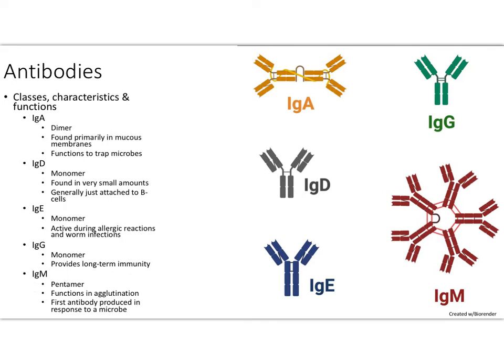And then IgM, this is a pentamer, meaning there's 5 of them all attached together in one unit. Its primary function is agglutination, and it is the first antibody that's produced during the adaptive immune response. We will talk about how the antibodies are actually produced in the immune response in just a few minutes. But for now, just focus on the fact that IgM is a pentamer. It's very good at agglutination because there's 5 of them attached together, so there's 10 binding sites overall. And it is the first antibody we produce in response to a specific microbe.